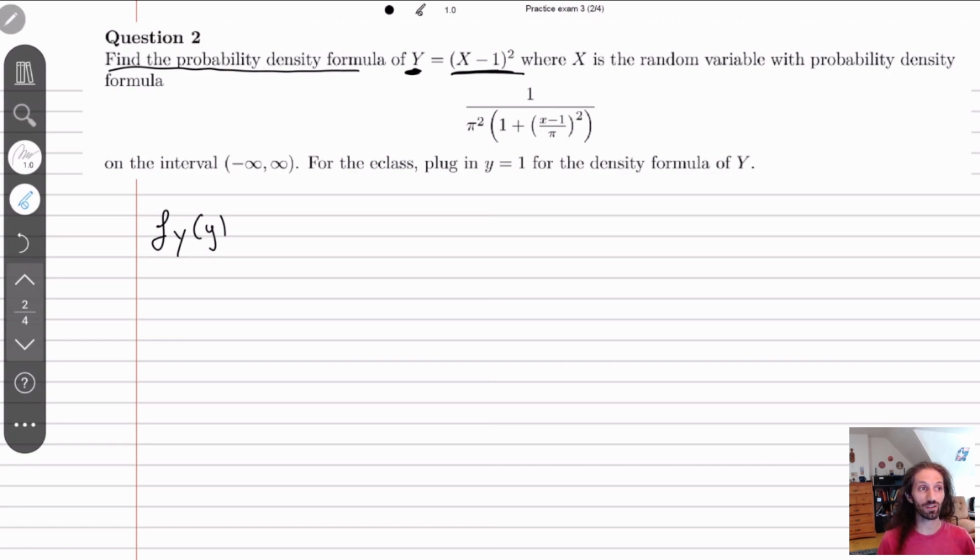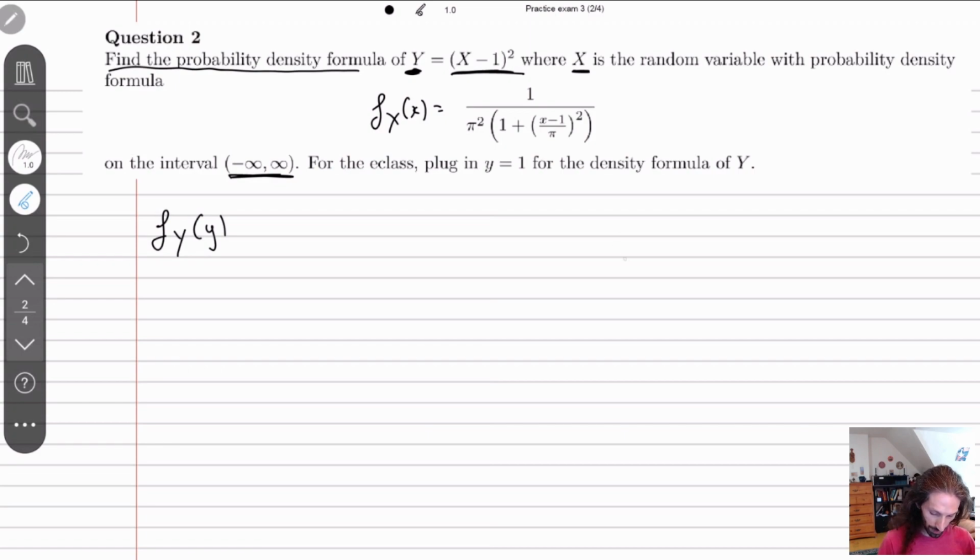So we first need to figure out what x is. X is the random variable with the probability density formula here, so this is f sub X of x. And we know the interval. It's on everything, from minus infinity to infinity. And then this is just an eClass portion. I'll get to that in a second.